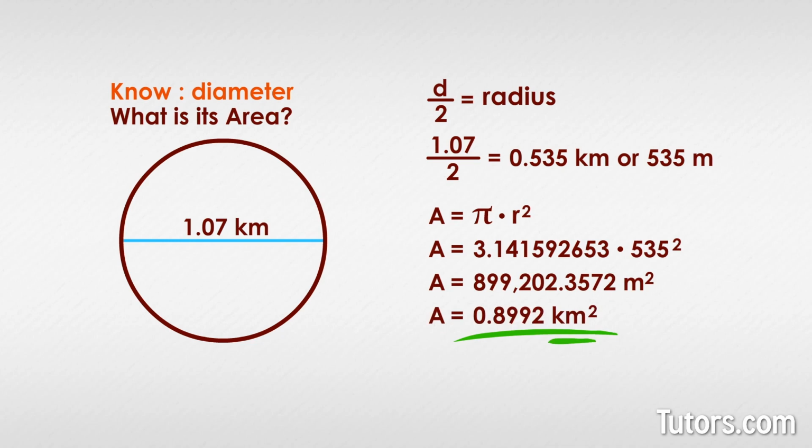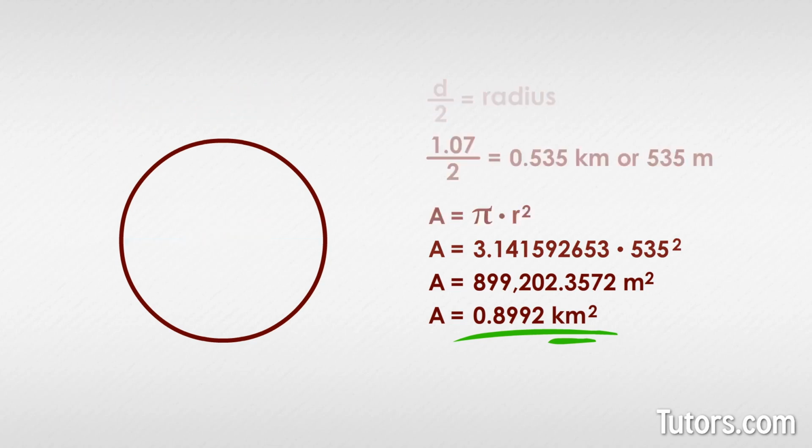Feel free to test your knowledge with the 4 sample problems in the article below. Be careful, some give the radius and some give the diameter. Remember, take half the diameter to find the radius before squaring the radius and multiplying by pi.